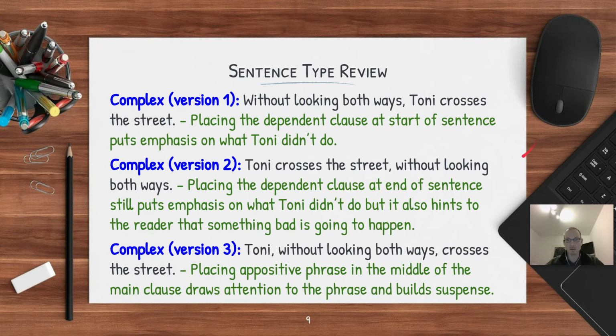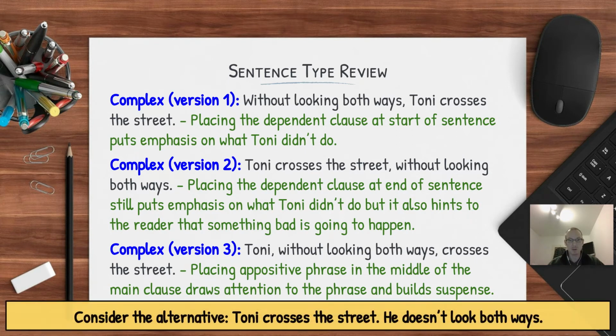Of these three, everyone kind of has their own preference for which one they would want to use if they're trying to build suspense. I personally think that version 3 is the one that's probably the most effective for doing that. But consider the alternative, right? If I didn't write this information in a complex sentence and I just wrote, Tony crosses the street, he doesn't look both ways, right? Obviously, writing it using a simple sentence to write that information has a very different effect on how it comes across. There's nothing in there really that makes me feel like Tony's life is in danger or that there's any suspense to be had.